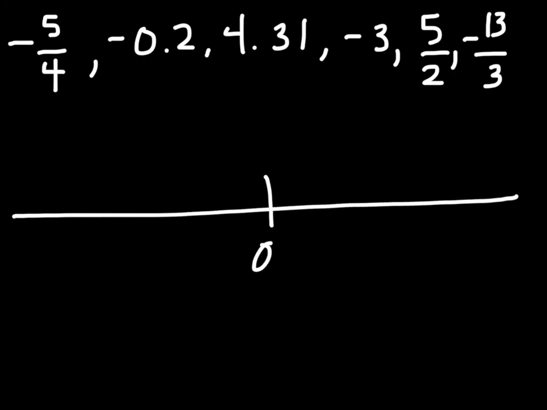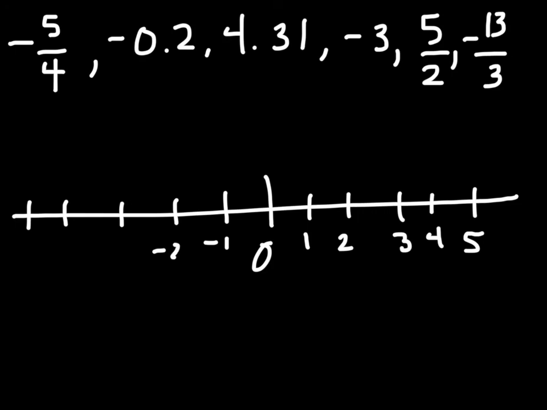We'll put 0 here, and it looks like we need to go to probably about 5 on each side. -1, -2, -3, -4, -5. All right, let's start graphing these numbers. -5/4 is going to be just over 1. It'll be 1 1/4 to be exact. So here's -5/4. -0.2 is 2/10. It's going to fall right here.